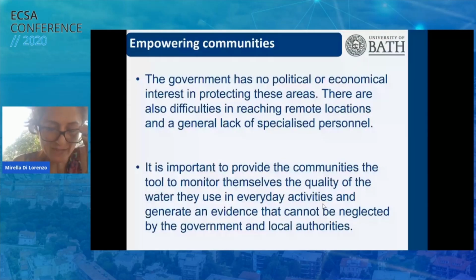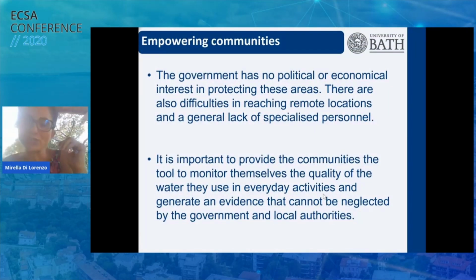The aim of the AguaSense project was basically to empower these communities, a little bit as a response to the fact that these areas are remote and the government doesn't take any action.